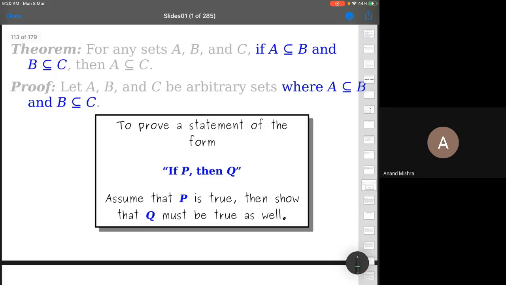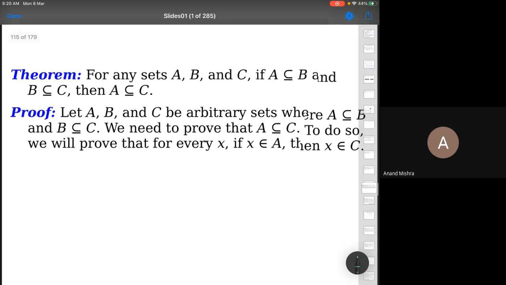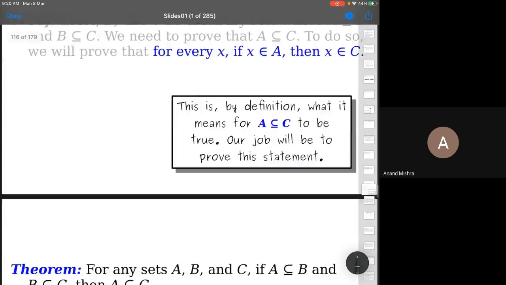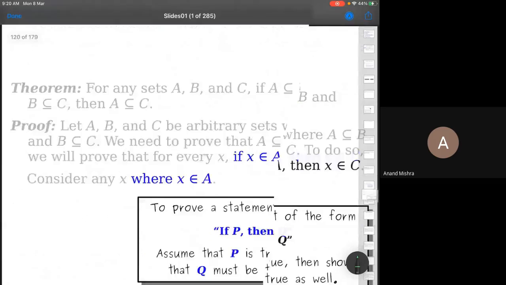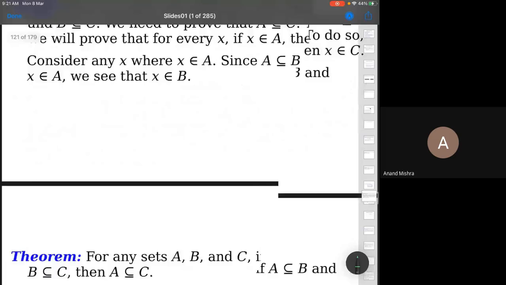Again, if A is a subset of B and B is a subset of C, we are actually trying to prove if P then Q. What is P here? These two statements are P, while this one is Q. That's what we are doing. So to do this, we have just taken, for every x, if x belongs to A, then x belongs to C. That's what we needed to prove, right? And that's what we did. Okay. This we have done.